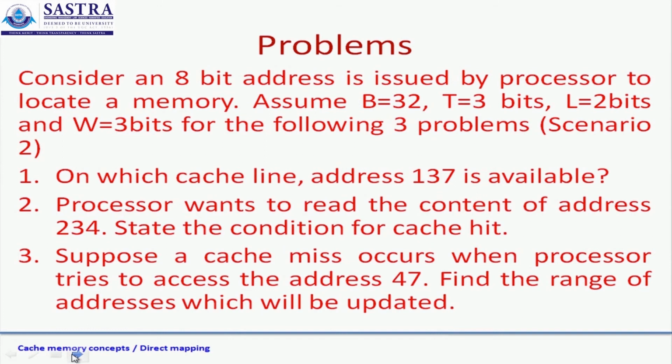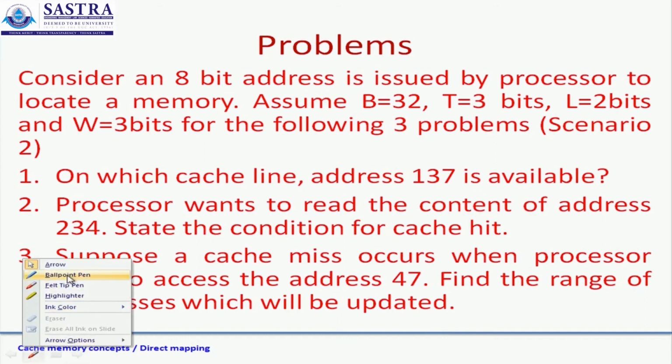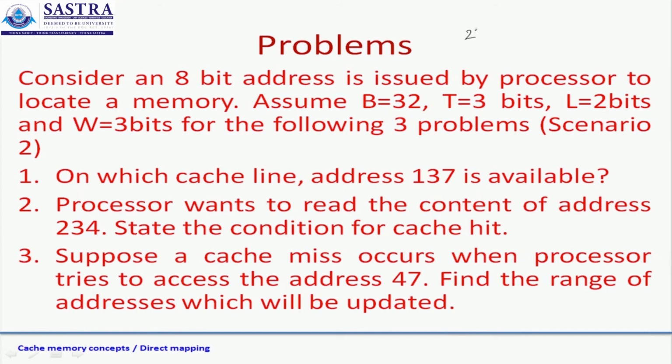So now let's see some problems. Consider an 8-bit address issued by the processor to locate a memory. Assume B equal to 32, T equal to 3 bits, L equal to 2 bits and W equal to 3 bits for the following 3 problems. Meaning it is scenario 2. Consider an 8-bit address. So how many memory locations are available? 2 power 8 memory locations are available, that means 256.